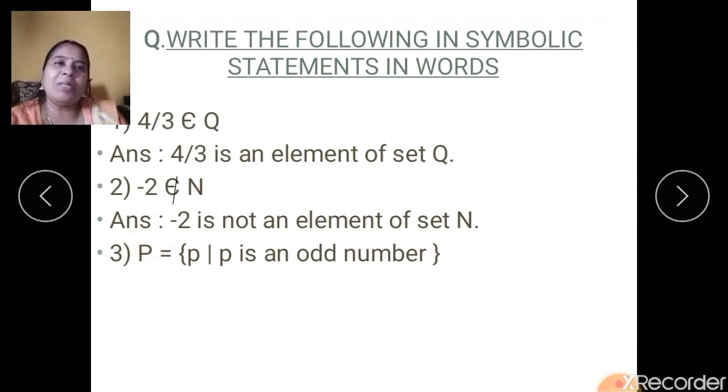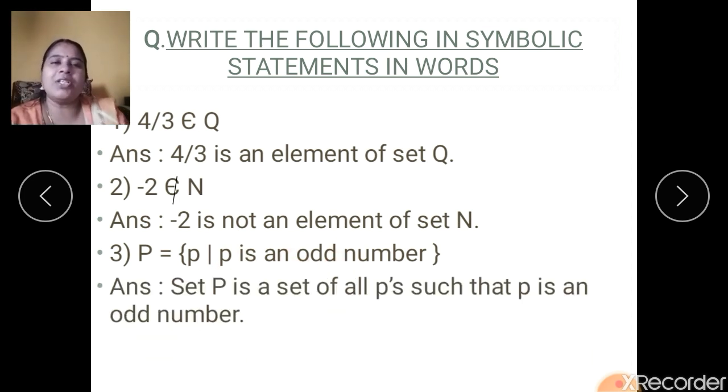Now what is set builder method? Set builder method, how to read it? I have told you. P is a set of all P's. This vertical line means such that P is an odd number. So while writing in words, how will we write? Set P is a set of all P's such that P is an odd number. This is what I have explained to you when I was telling you what is set builder method. So with this, question number 2 is over here.